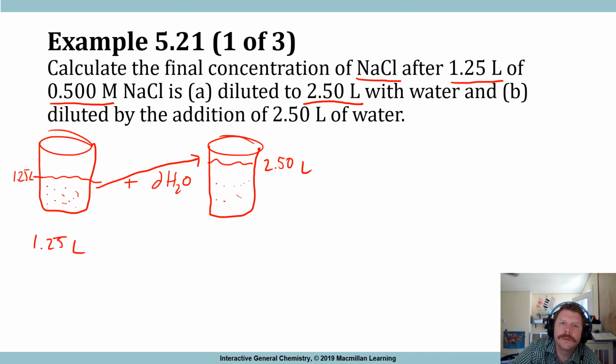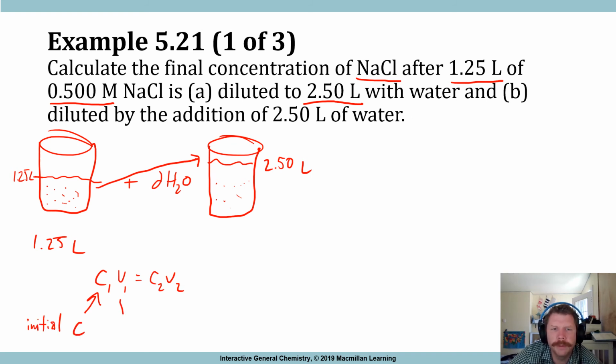So the prompt is: calculate the final concentration of NaCl after 1.25 liters of 0.5 molar NaCl is diluted to 2.5 liters by the addition of 1.25 liters. Essentially, this is getting at a fairly simple equation: C1 V1 equals C2 V2. Concentration times volume is equal to concentration times volume. C1 is your initial concentration, V1 is your initial volume, C2 is your final concentration, and V2 is your final volume.